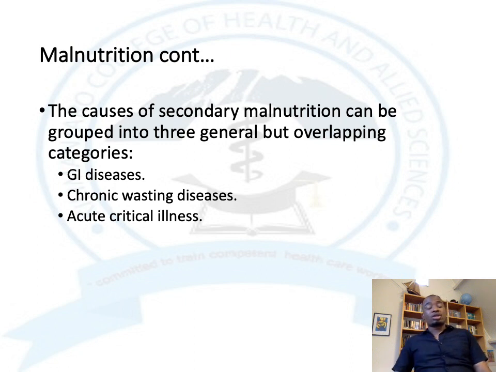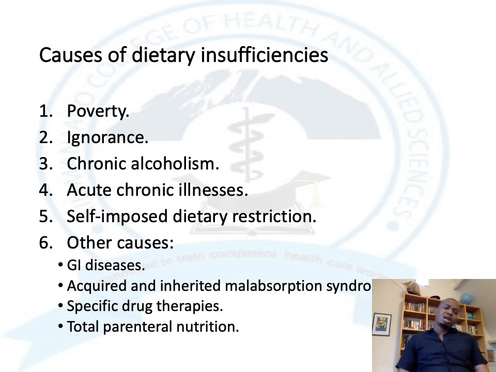This is the gastrointestinal diseases, which might cause malabsorption, where the food is not absorbed well, chronic wasting diseases, and acute critical illness. All of these are important components of the causes of secondary malnutrition. In general, what are the causes of dietary insufficiency?